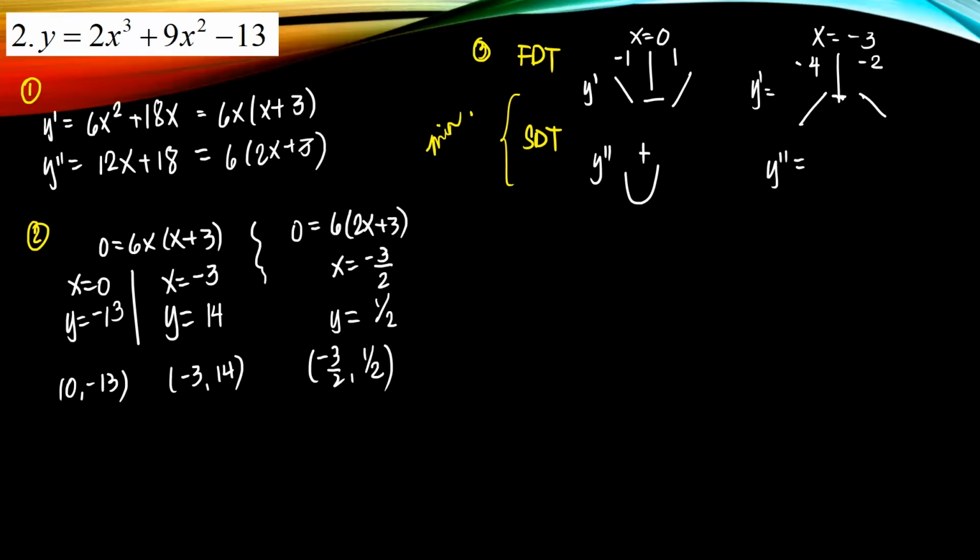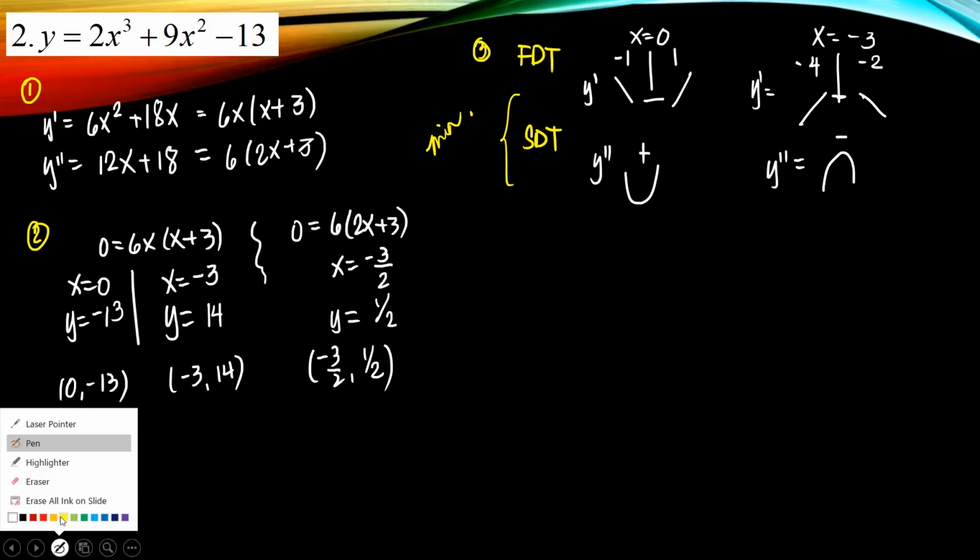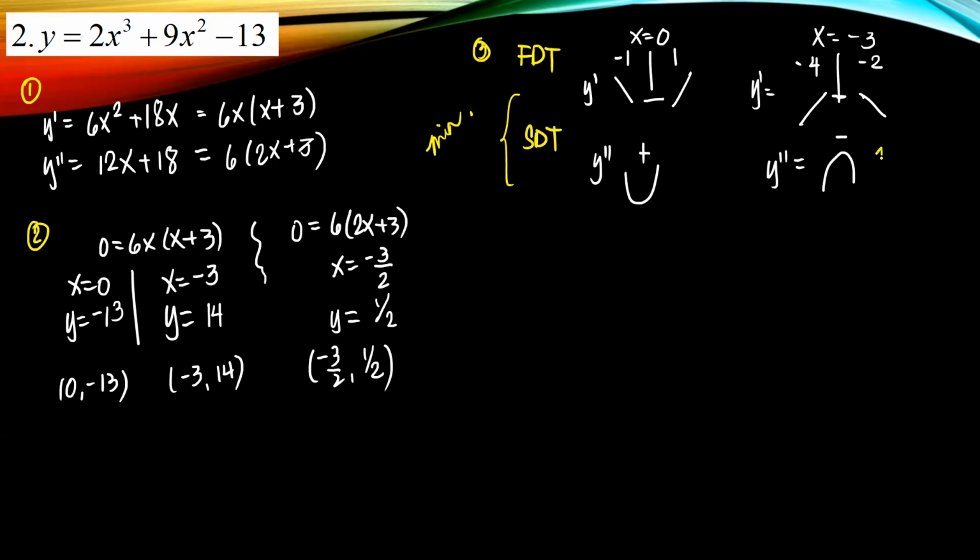All right. This one, let's try to check the second derivative. y double prime of negative 3. Let's plug negative 3 in the y double prime equation. Negative 3 times 2 is negative 6 plus 3 is negative 3 times 6. That's negative, so it's concave down. So since it's concave down, I can say that this one is maximum.